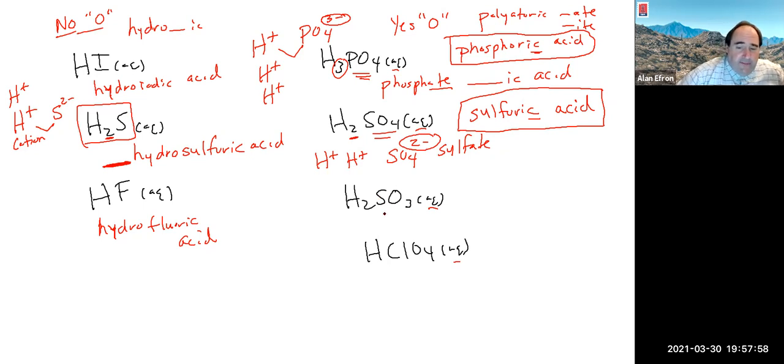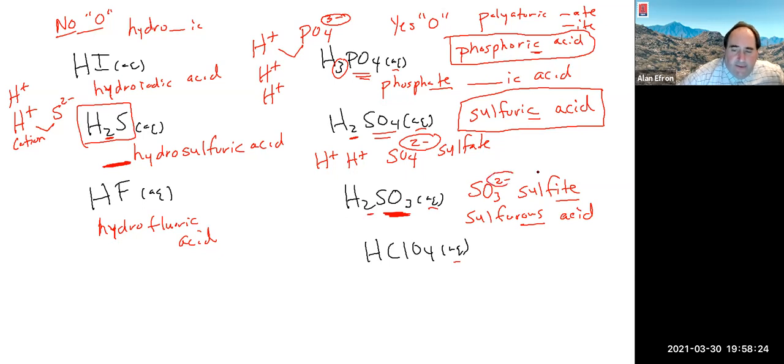Might look very similar, but it has one less oxygen here on this one, and that would be SO3 2-. That would be sulfite, ite, which means my acid will end in ous. So this will be sulfurous acid. And again, same thing here, because this is -2, we need not one, but 2 of these H's to balance it out to give us the proper formula.